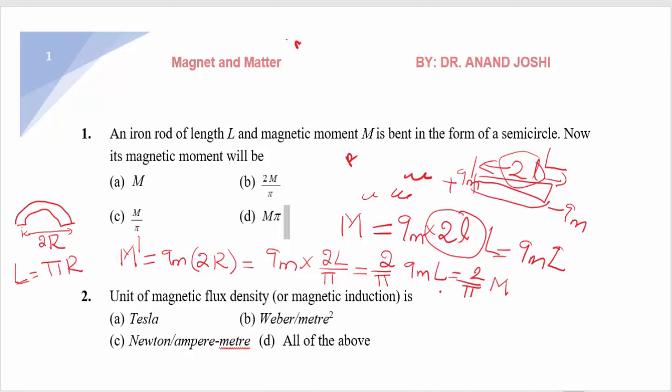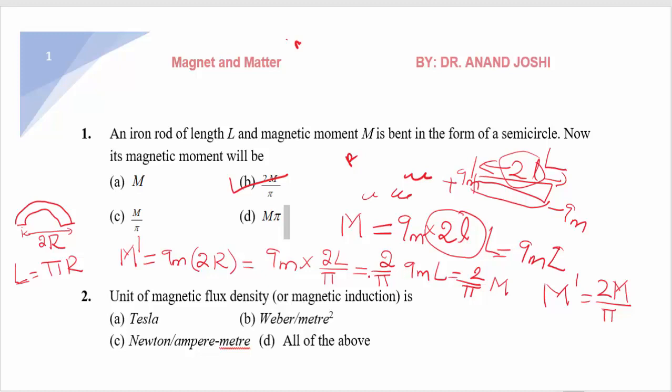So totally M dash equals 2M by pi. 2M by pi means option B is the correct option. Option B is correct. Okay. So how did you get it?